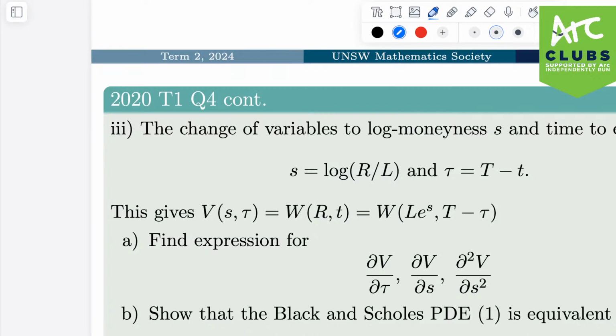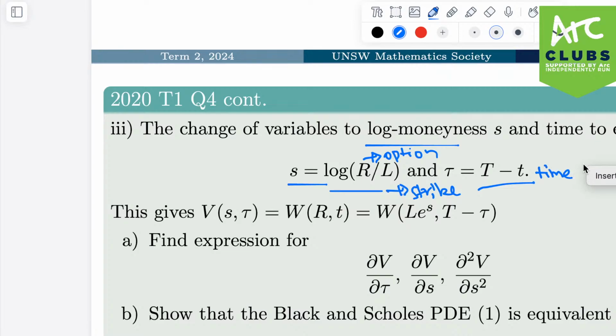The second part of this question says the change of variable to log moneyness, what is that word? I don't really know. And time to expiry. So basically, S is just the log of R over L, so it's just the log of our asset price over our strike price. And tau is just T minus t, so tau is the time we have until maturity. Again, nothing really crazy here. Everything is what we have learned.